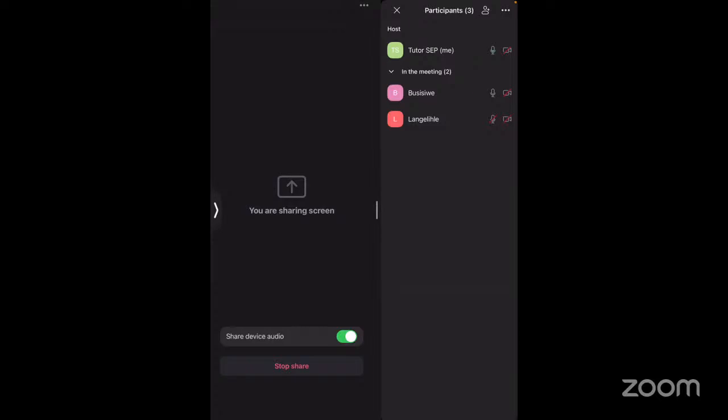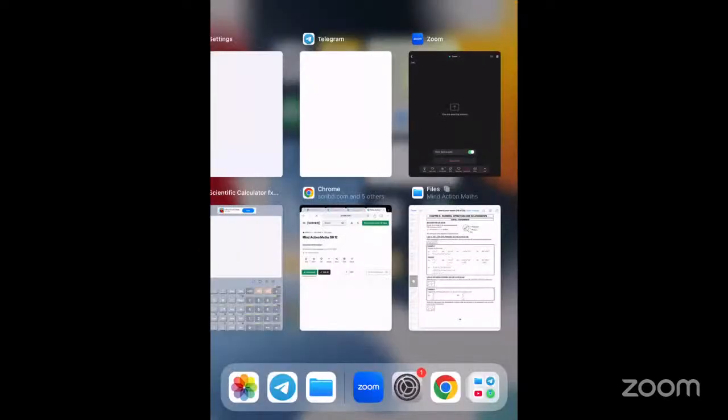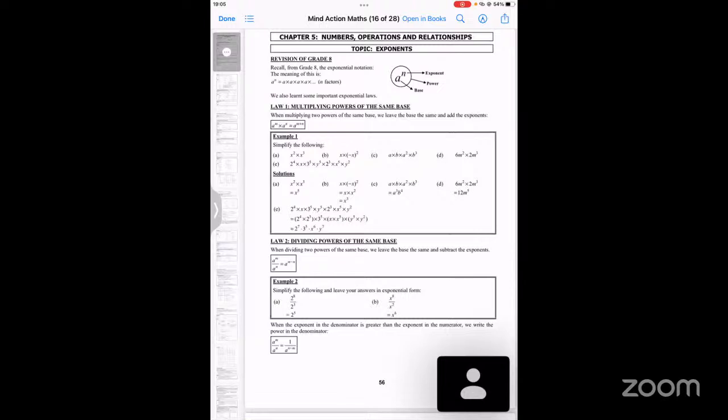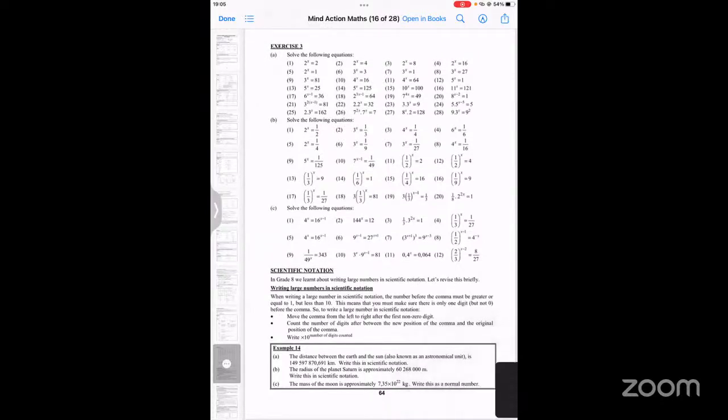Langlihle, let's hear from you, Honorable Member. Do you still remember the laws of exponents, and are you able to solve equations and simplify problems related to exponents? Yes, I am. I'm able to. Okay, then it's fine. In that case, let me straight away get into some questions that I would like for us to start with.